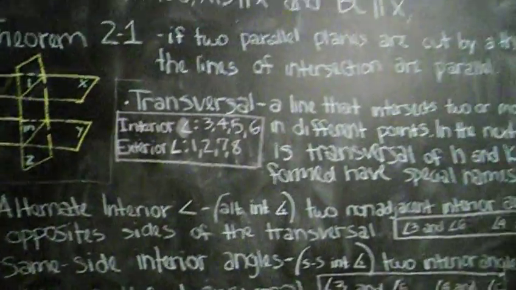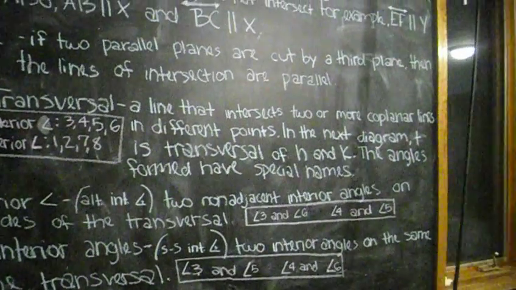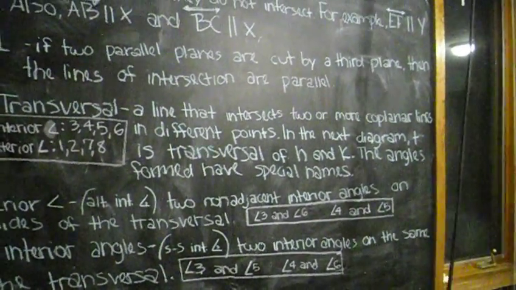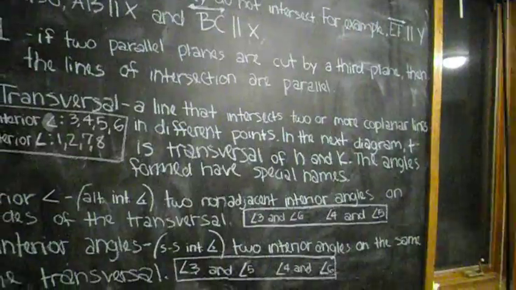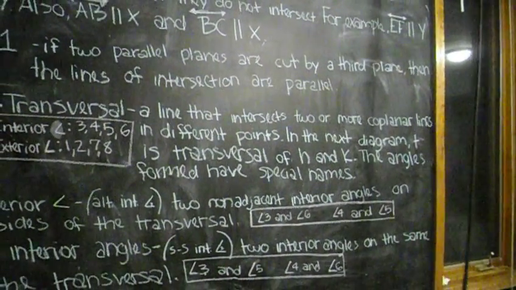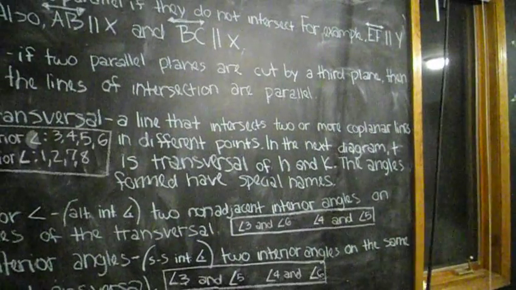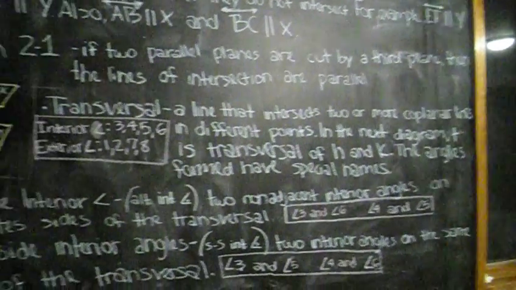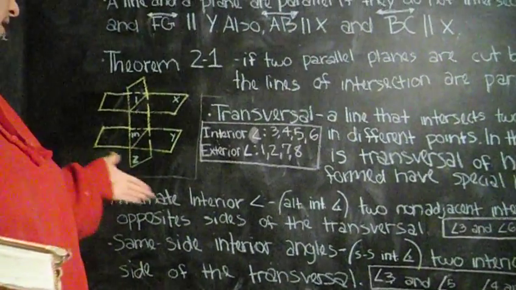Okay, so what's a transversal? A transversal is a line that intersects two or more coplanar lines in different points. In the next diagram, T is a transversal of H and K. The angles formed have special names, and we're going to talk about alternate interior, same side interior, and where's the other one? Corresponding angles.